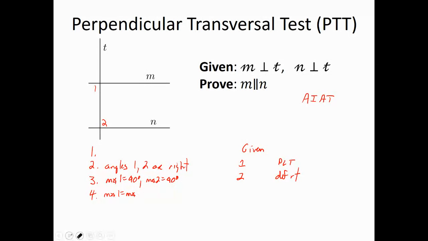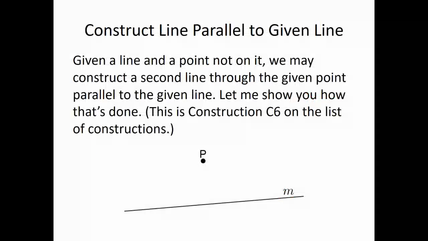So it follows that the measure of 1 is equal to the measure of 2. And that's from 3 by the transitivity of equality. And we now have, like we had before, a pair of equal alternate interior angles. So it now follows that our lines are parallel. So M is parallel to N by the alternate interior angles test. And the proof is now complete.